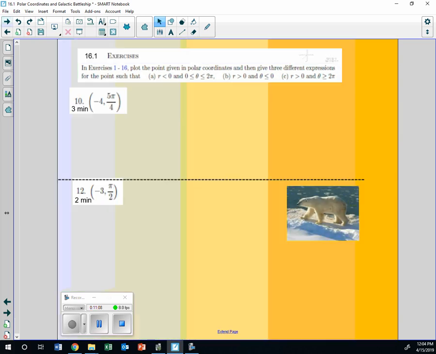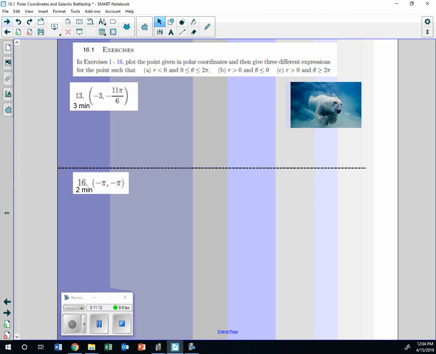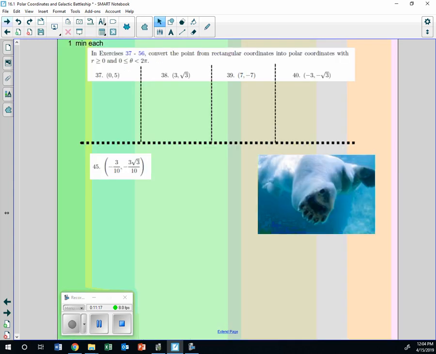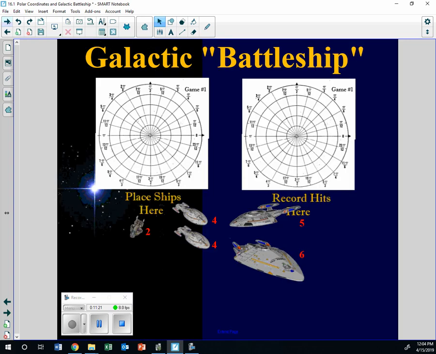For tomorrow, you're going to do 10 and 12, find the 4 for those, and 13 and 16, find the 4 for those. Let's wait with 37 through 45. Let's wait with those, please.